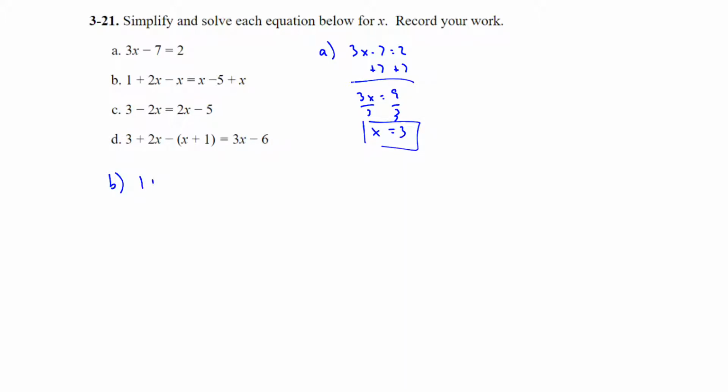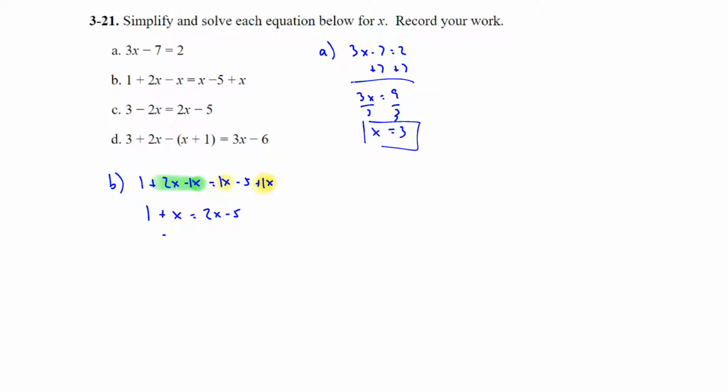Alright, on to B. 1 plus 2x minus x is equal to x minus 5 plus x. So with these, we want to combine our like terms on each side. On the left side, we have plus 2x minus x. And then on the right side, we have the x and the plus x. So if we combine, we get 1 plus x, because that's 2 minus 1. And then 1x plus 1x is 2x minus 5.